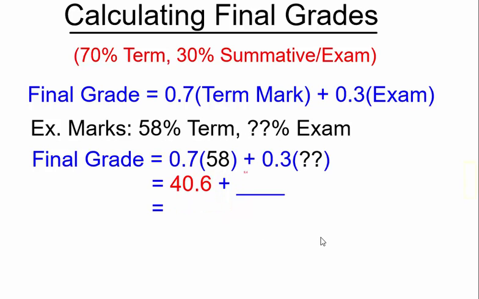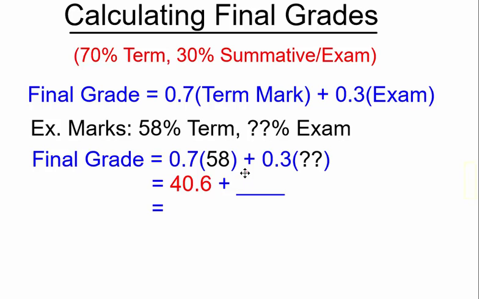So how can we use this? If we're trying to figure out, based on my term mark, what would I need to get in order to get a 50, in order to get a 60, in order to get a 55? We can take the mark that we know from the term. So here I'm using an example of a 58% on the term. 0.7 times that 58 means, again, this student has locked up 40.6 marks. So a 0 on the exam would leave them with a 40.6.